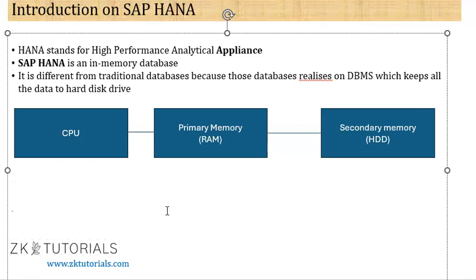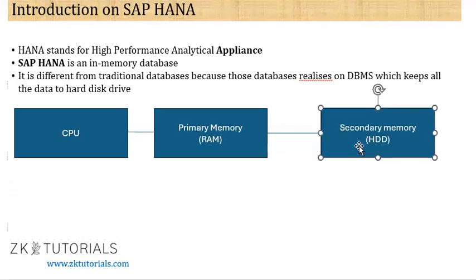In a traditional RDBMS, the system fetches all the data from the hard disk and puts it in the RAM. From there the CPU processes it, and calculations are carried out in terms of data flow.